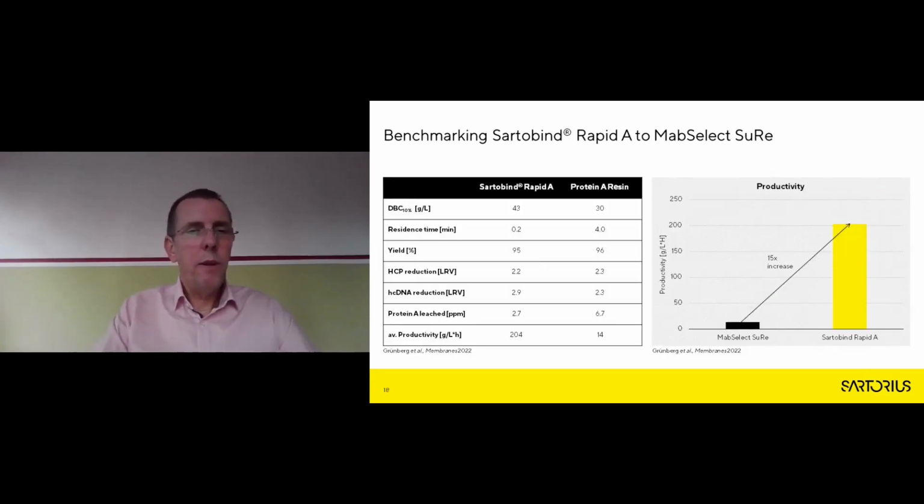When benchmarking the critical performance characteristics to a traditional protein A affinity resin using the same feed, we can see that overall yield as well as the purity of the eluate are very similar, while productivity is increased by a factor of 15 to over 200 grams per liter and hour.